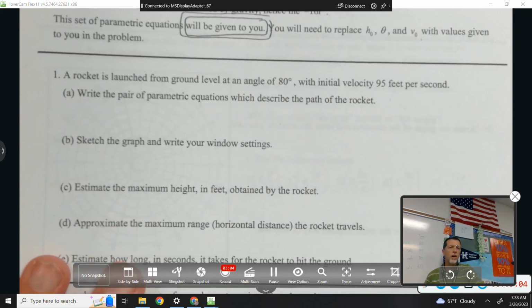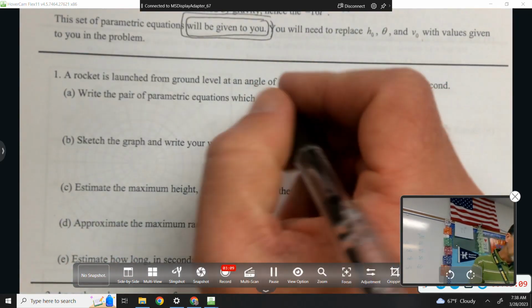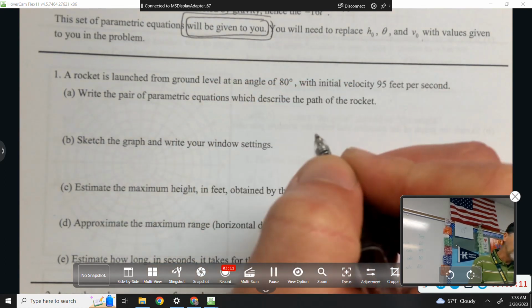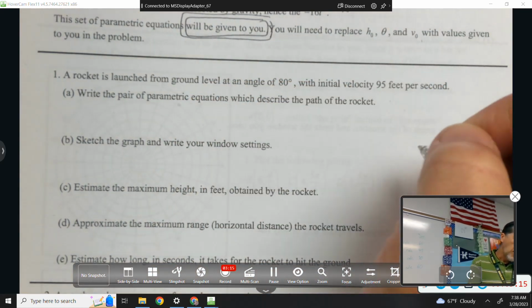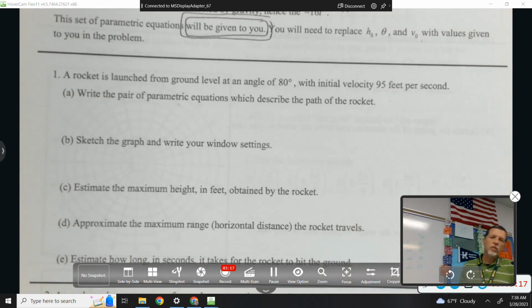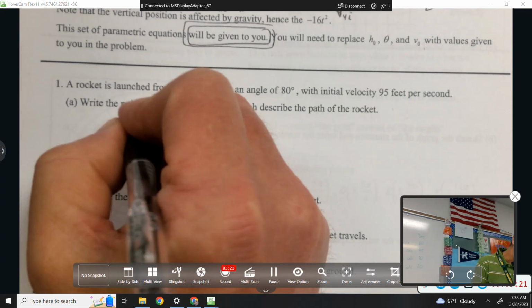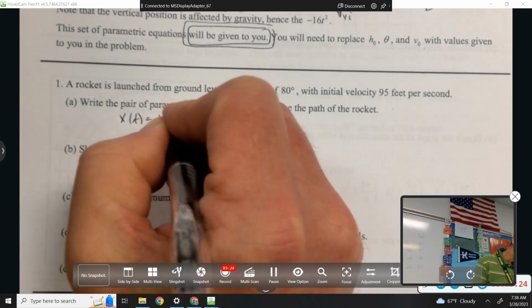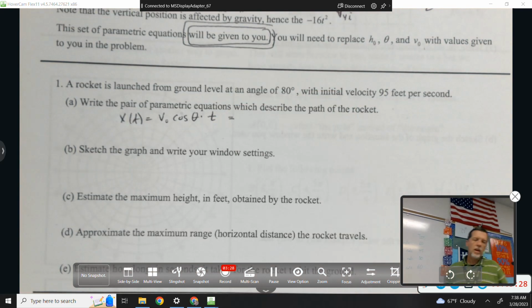Alright, number 1. A rocket is launched from ground level at an angle of 80 degrees with initial velocity 95 feet per second. Write the pair of parametric equations which describe the path of the rocket. So x of t equals v0 cosine theta times t.